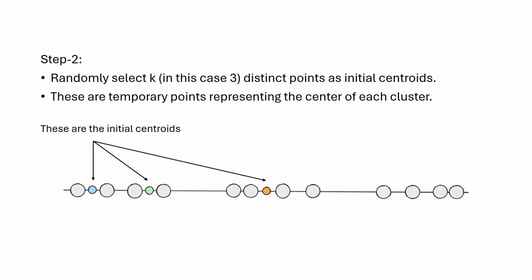As you can see in the diagram, 3 points have been randomly selected and colored blue, green and orange to serve as our initial cluster centers. These starting points may be random, but the algorithm will iteratively refine them until the optimal cluster groups are formed.